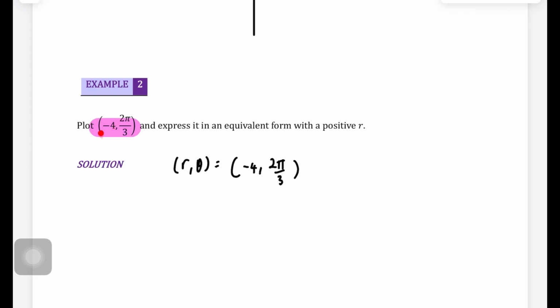Now let's try this. Your r is negative 4. Your theta is 2 pi over 3. I've rewritten the question here. As usual, let's focus on graphing where your angle is first. 2 pi over 3. Let's draw your quadrants. So 2 pi over 3 will be in quadrant 2. So this is it, 2 pi over 3. This is where you should stop.